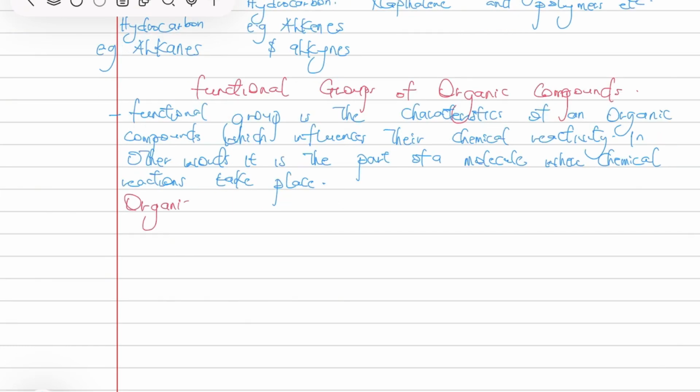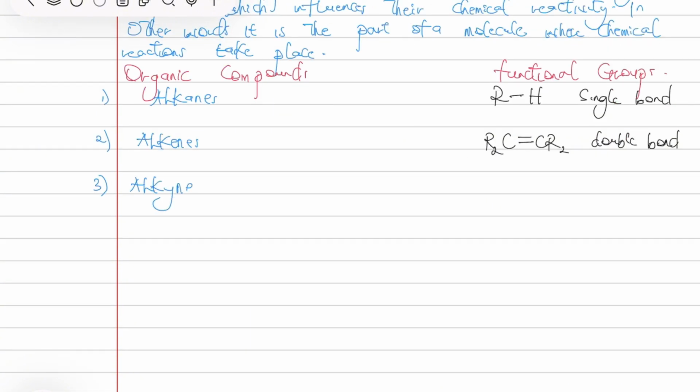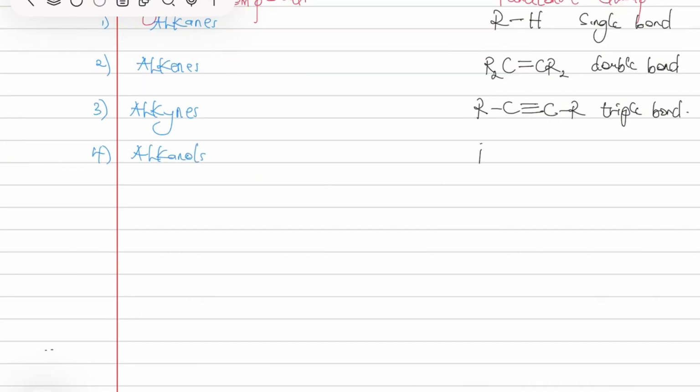Let's now consider major organic compounds and their functional groups. For alkanes, their functional group is the single bond. For alkenes, their functional group is the double bond. For alkynes, their functional group is the triple bond. For alkanols, their functional group is the OH. For ethers, their functional group is the ROR.